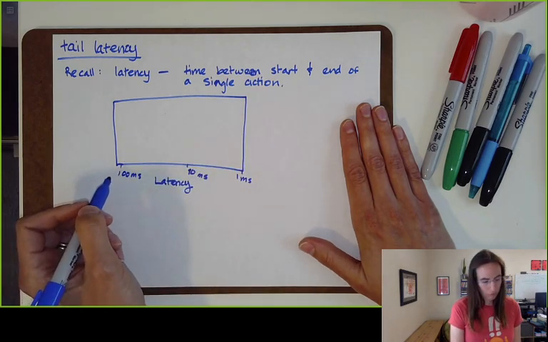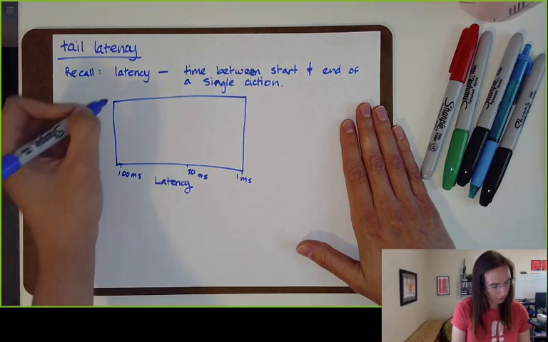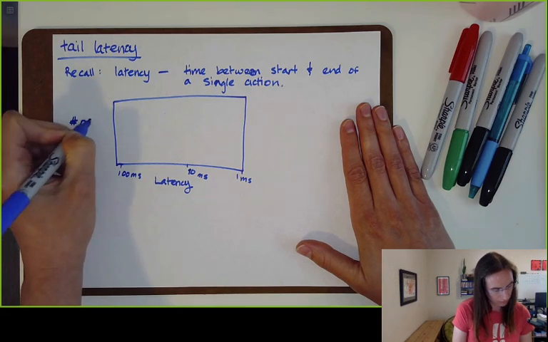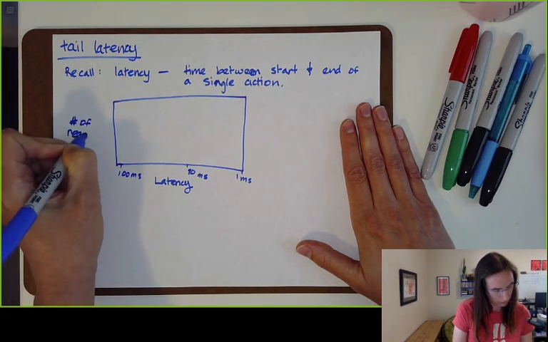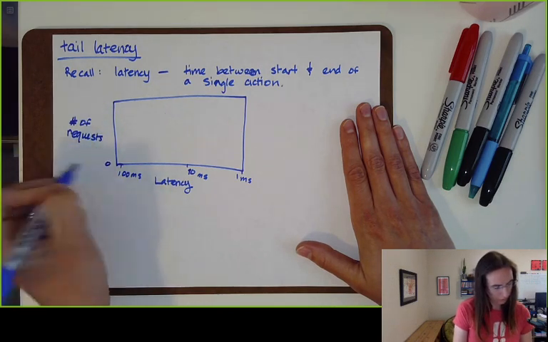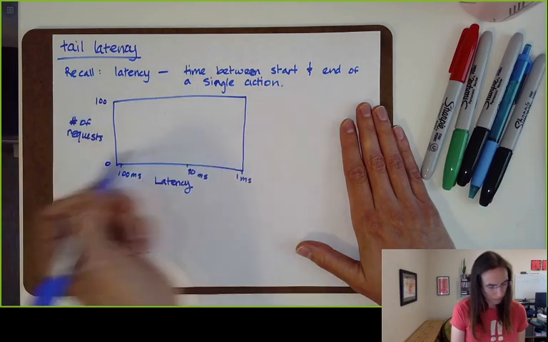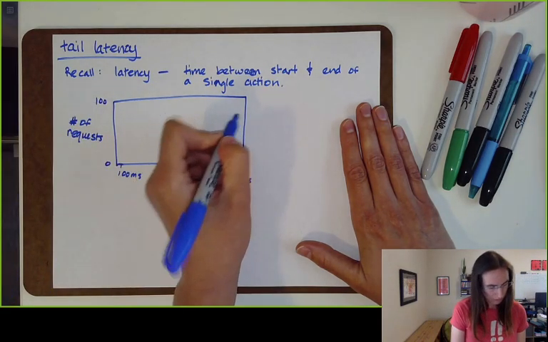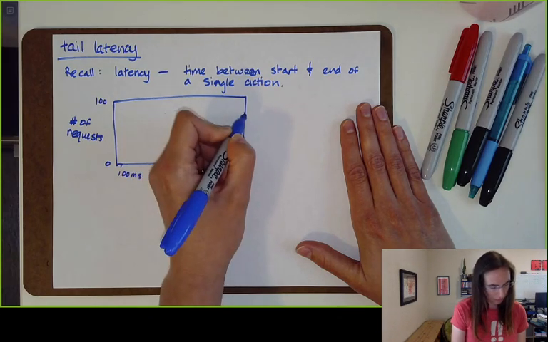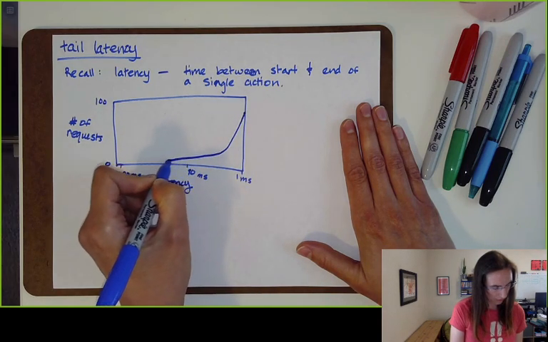So if it's a fairly typical system, maybe this axis over here is number of requests. So this is a low number here, like 0, and then this is a higher number, like 1,000 or something, let's say 100. So then you have some kind of a curve that looks like this, where maybe a lot of requests get served quickly. And then you have this long tail that tails off like that.